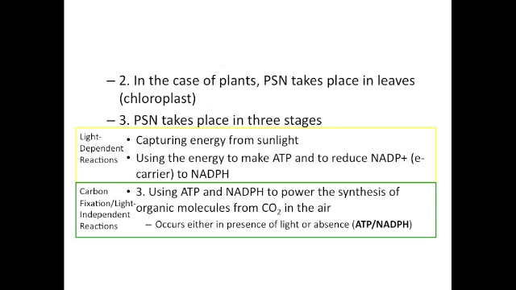Now, I boxed a few things here. Yellow means that it's a light-dependent reaction, which means that it does need light to carry out. And then green means that it is a light-independent reaction or carbon fixation. It occurs whether you have light or not, but it is dependent on ATP and NADPH.